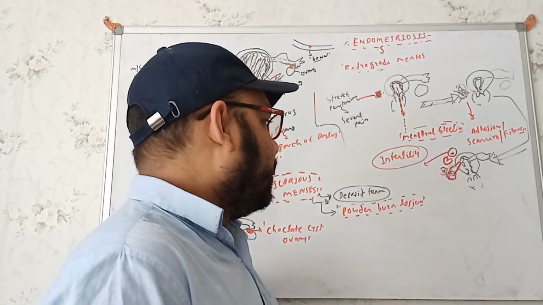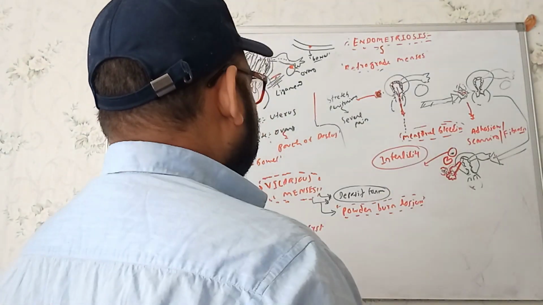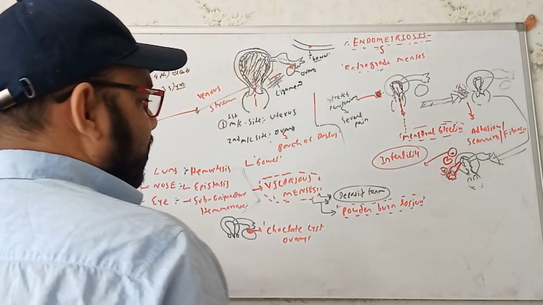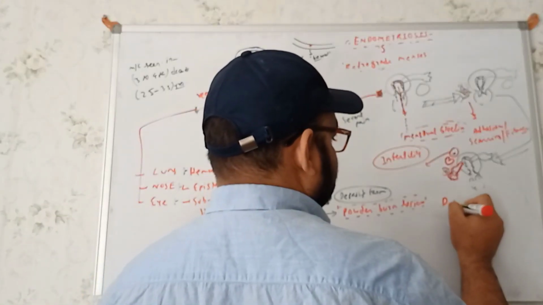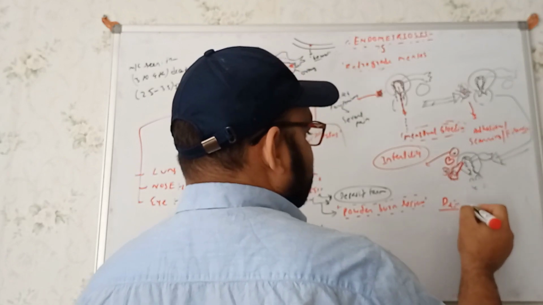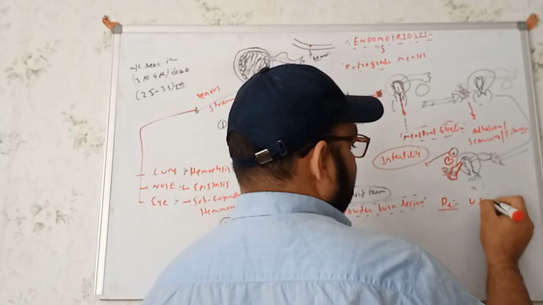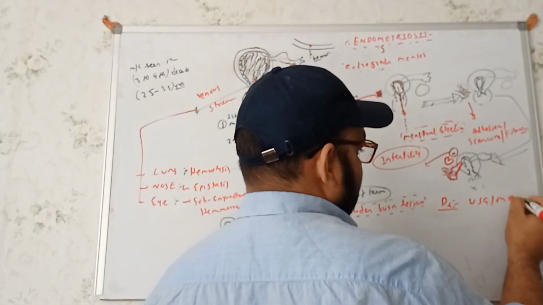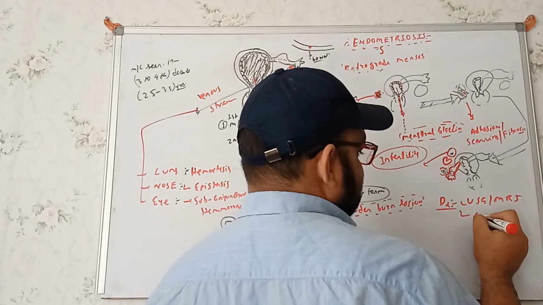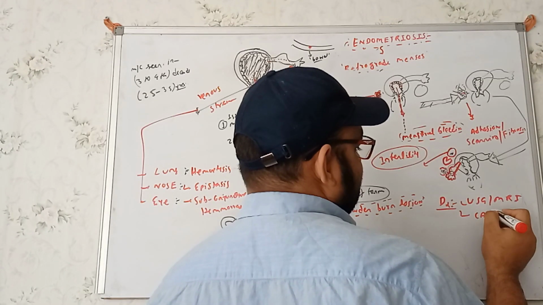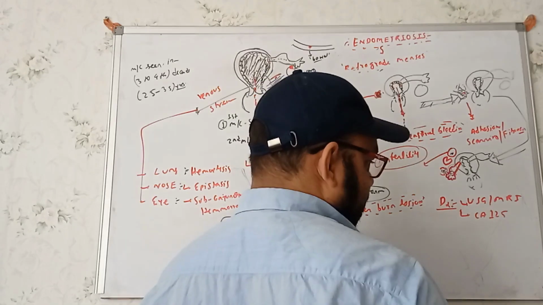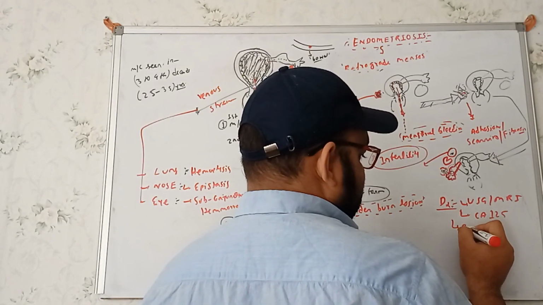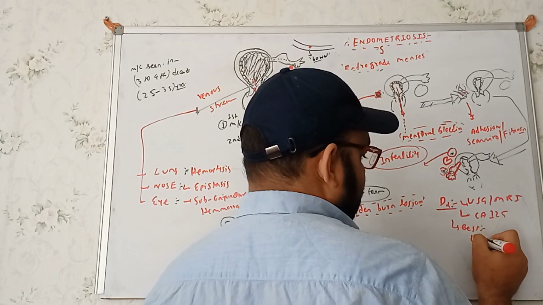Hope you understood, right? So let's talk about the diagnosis. How can you diagnose endometriosis? For the diagnosis, we can use ultrasonography and MRI. Apart from that, we can use CA-125, the cancer antigen 125, just to rule out endometrial cancers or carcinoma. But the best diagnosis we can do is by laparoscopy.